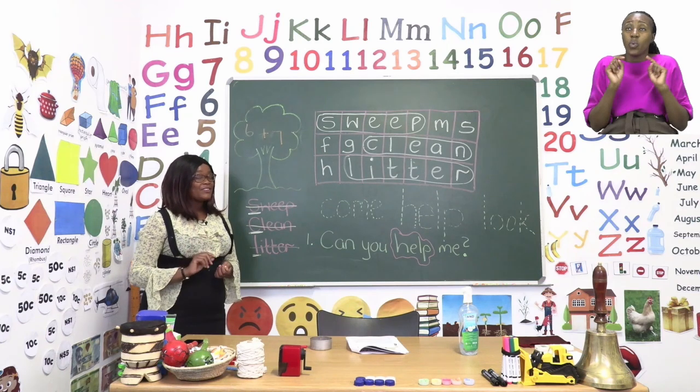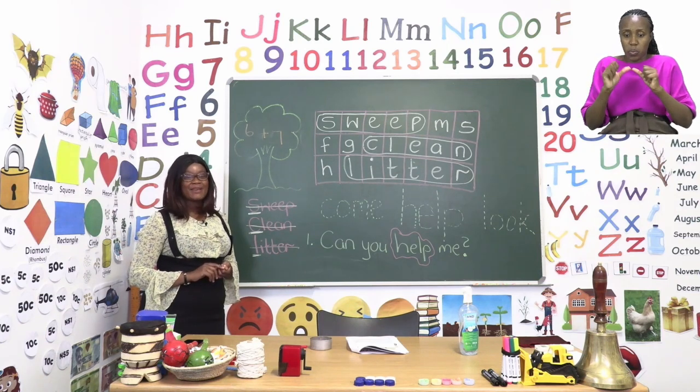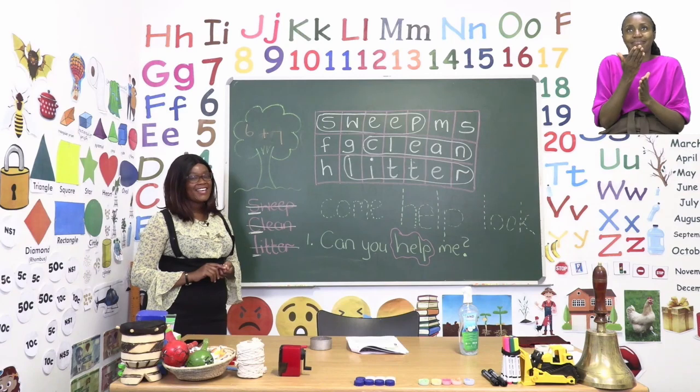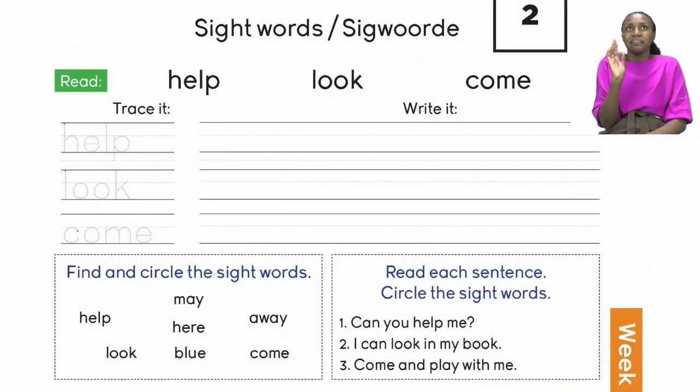Now, when you're done with that one, you can move to the next page, page 7. On page 7, we're continuing this time with our sight words. Now remember, sight words are words we always use, but we need to practice using them. Today's words are help, look, come.